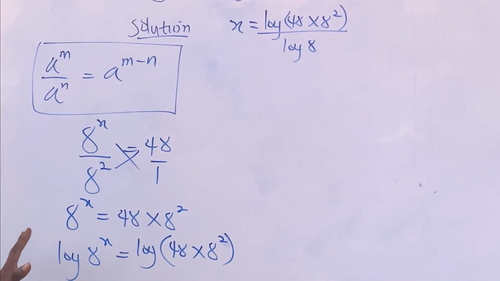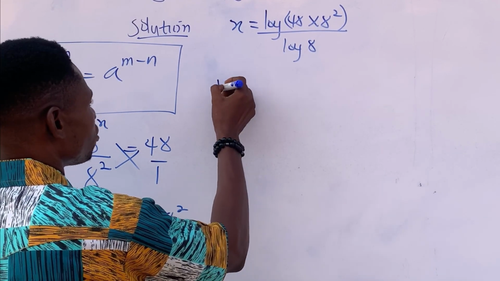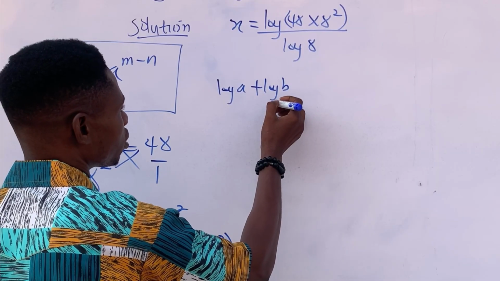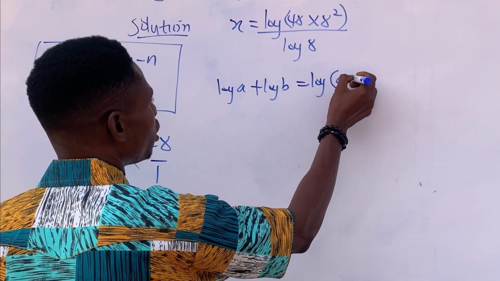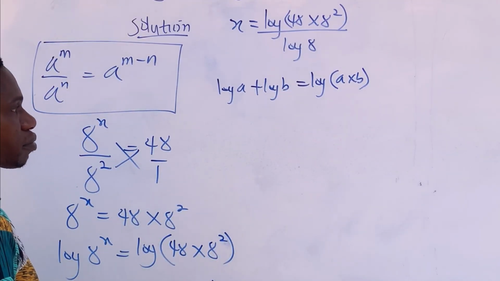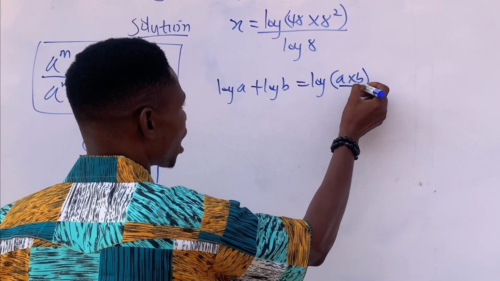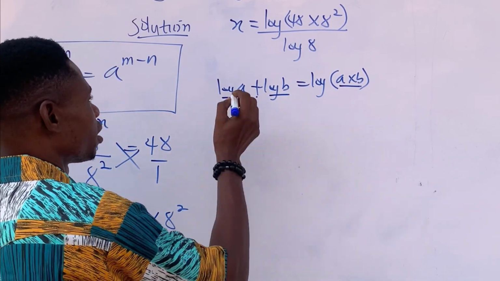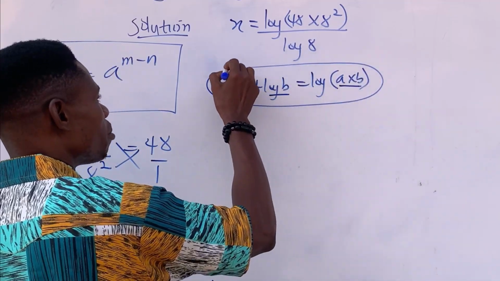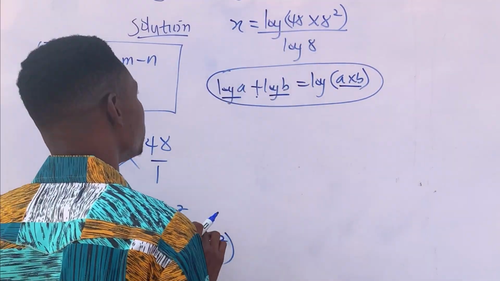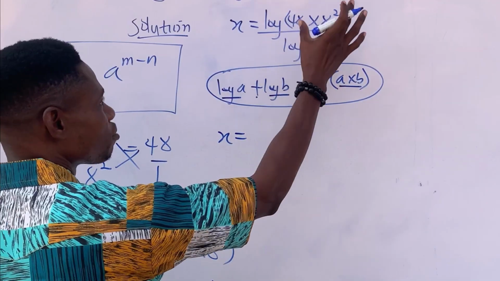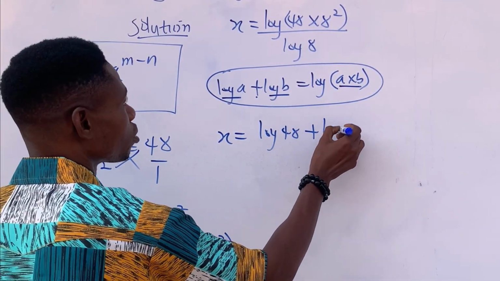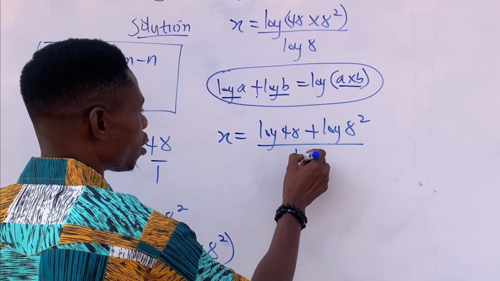Now, our basic laws of logarithm, remember this law. If you have log a plus log b, it will give you log a multiplied by b. So log a multiplied by b can be broken down into log a plus log b. I'll just be introducing the laws, I'll apply them, I'll continue. So this can be written as x equals, our basic fraction, log 48 plus log 8 square over log 8.